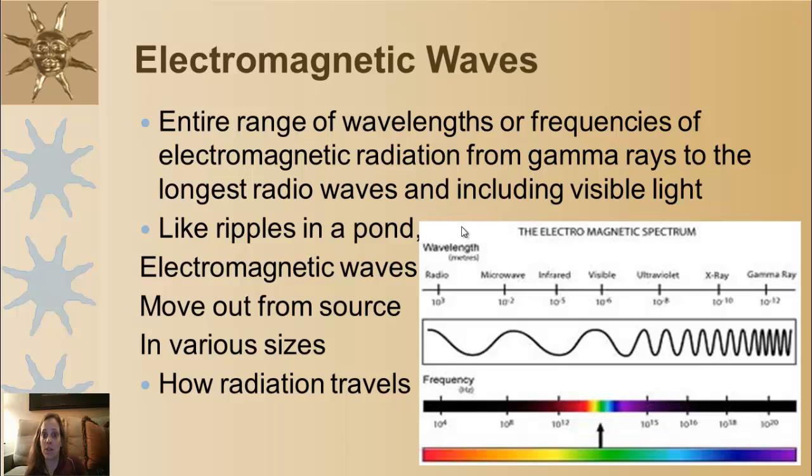This is known as the electromagnetic spectrum, and it measures all the different lengths of types of waves. You can see that radio waves are the longest, gamma rays are the shortest, and right in the middle we have visible light, which is what we can actually see. These are measured in frequency, the different lengths of the different types of waves. And this is how radiation is able to travel from the sun through the vacuum of space, through our atmosphere, and finally be absorbed by our planet.